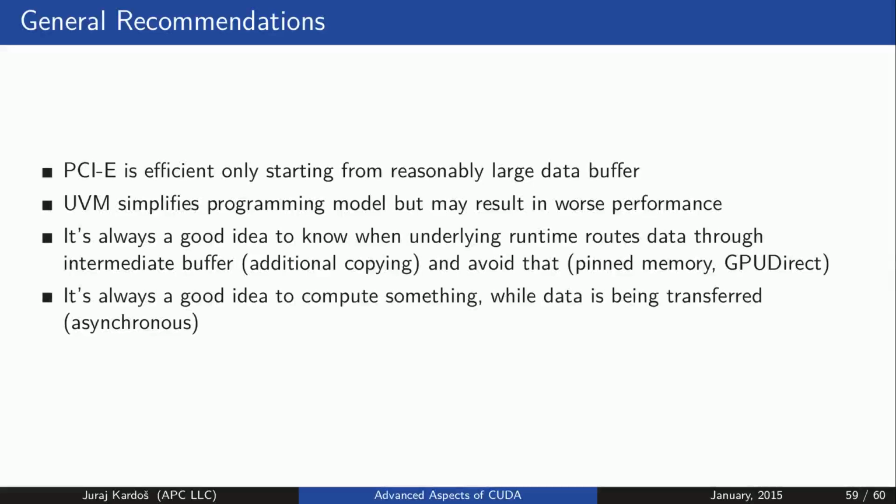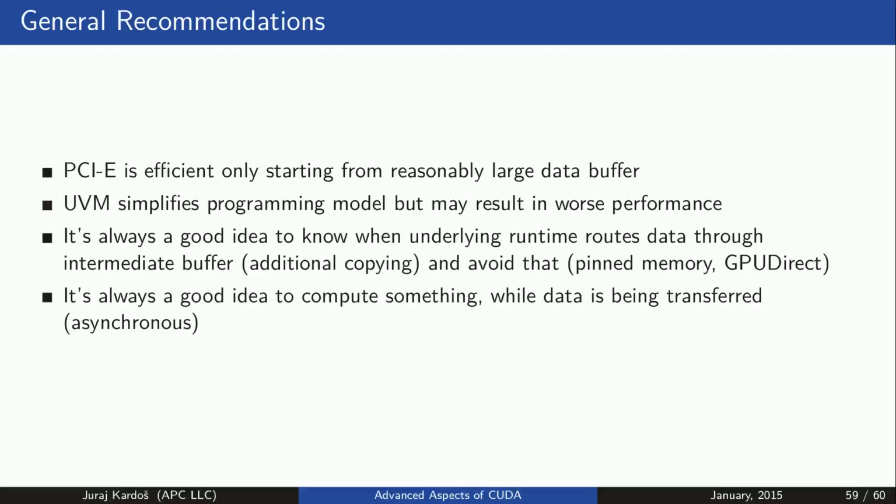To conclude this section on efficient data transfers, we have seen how PCI Express works, that it can be shared by multiple users or processes, and therefore the peak bandwidth gets limited. We have also seen that PCI Express is efficient only starting from some reasonably large data buffer. In the next part, we inspected the performance of unified virtual memory. It simplifies the programming model and may be convenient to use during rapid porting to CUDA, but its performance may be worse, especially in the case of device-to-host transfers, where data are transferred in small chunks.